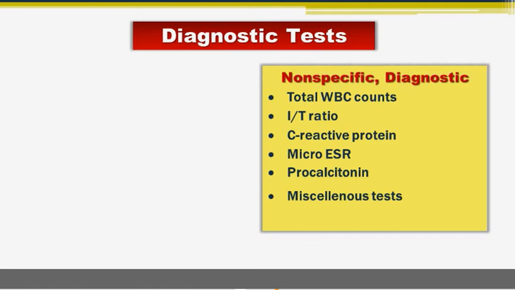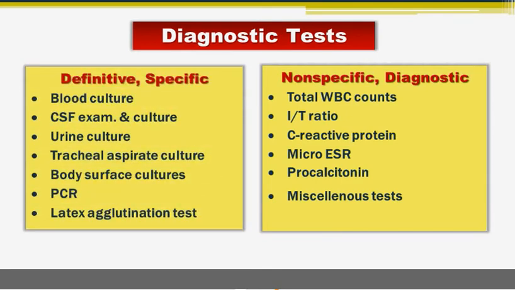While the definitive or specific test, when it is positive, is specific for sepsis. So it is very important and more valuable than the non-specific ones, like the blood culture, the CSF examination and culture, the urine culture, the tracheal aspirate culture, or body surface culture. So you can see culture of everywhere: umbilical swab, axillary swab, rectal swab, and urine culture. And again, of course, PCR is very important, and the latex agglutination test. These are definitive, specific, superior to the non-specific, of course.